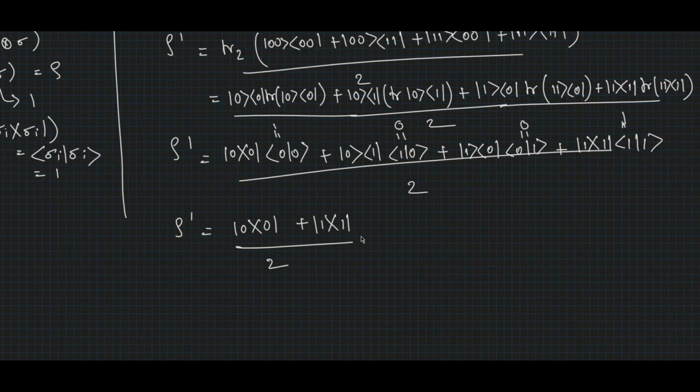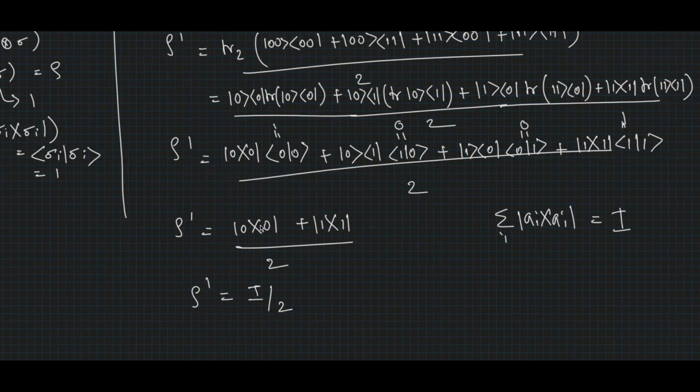And from the completeness condition, that is the summation over i of |a_i><a_i| is equal to the identity operator, where the a_i are the orthonormal basis set. Similarly, our |0> and |1> are the computational basis set which satisfy the completeness condition. So rho 1 would be equal to I by 2.